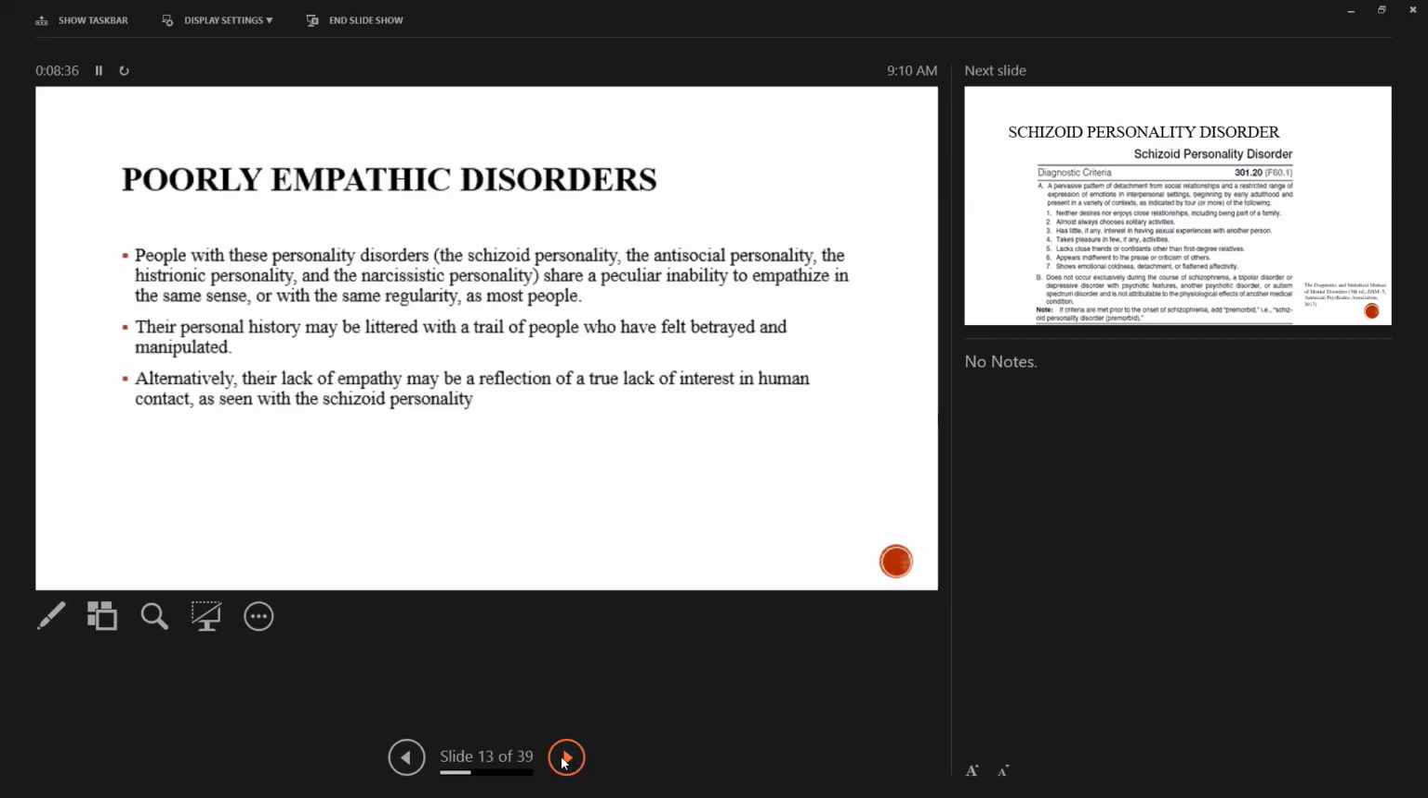Next, we will talk about poorly empathetic disorders. These include schizoid personality, antisocial personality, histrionic personality, and narcissistic personality. They have a peculiar inability to empathize in the same sense. In patients with antisocial, histrionic, and narcissistic personality, we may find a personal history of people who have felt betrayed or manipulated, while in schizoid personality, there may be a true lack of interest in human contact.